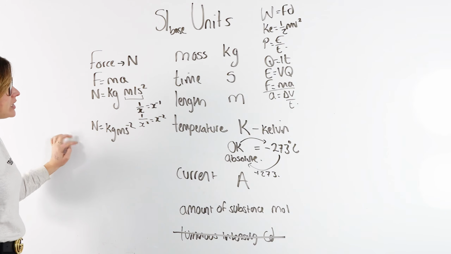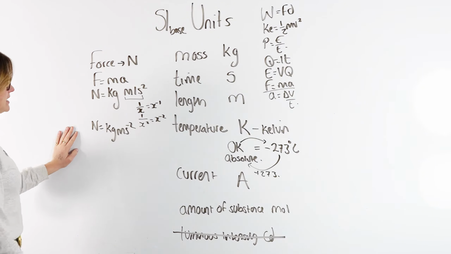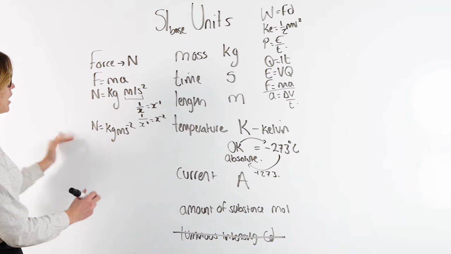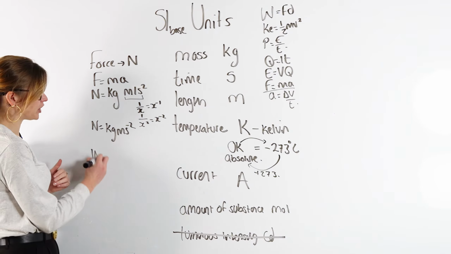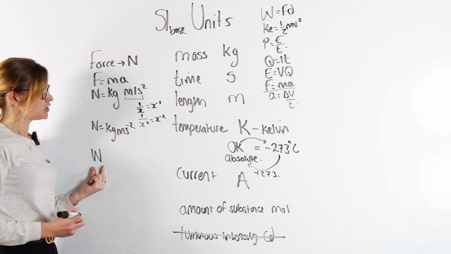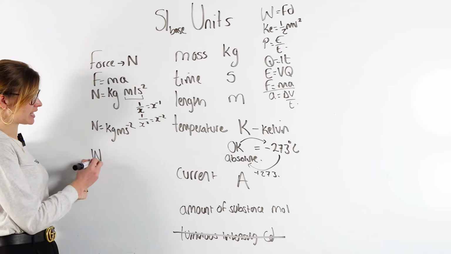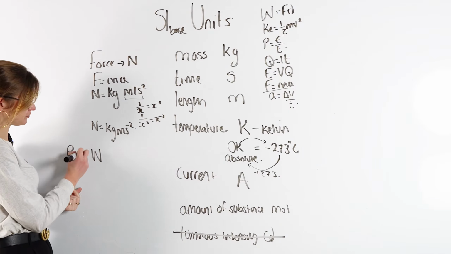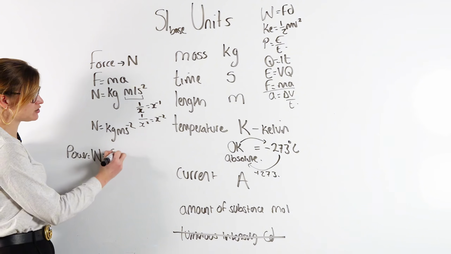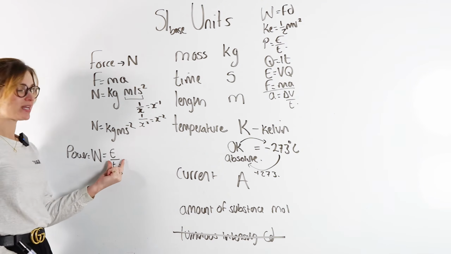Let's say you had another one. Let's say you want to write, what would be a common one? Let's say you want to write what a watt is. So you want to write the unit for power. I want to know what a watt is, okay? So what I could do is power is equal to energy divided by time. So that's my unit for power. And I know it's equal to an energy divided by time. So I need to know what an energy is.